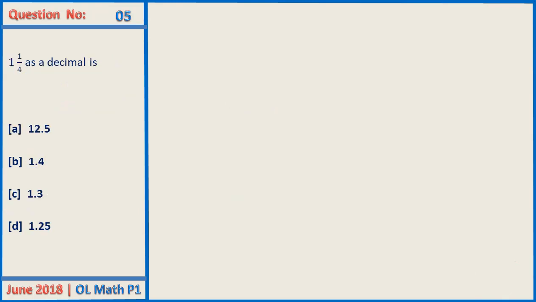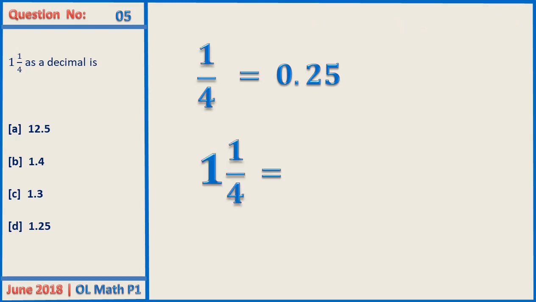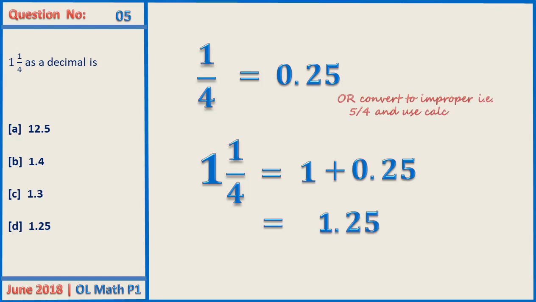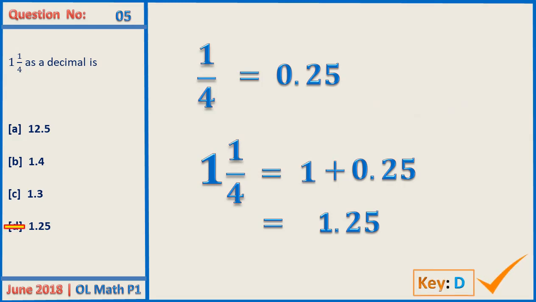Question 5, 1 1/4 expressed as a decimal is, just convert the 1/4 to a decimal and add 1 to it. So 1/4 is equal to 0.25 on calculator, and 1 1/4 will be equal to 1 plus 0.25, giving us 1.25. Or you can equally convert 1 1/4 to 5 on 4, that's an improper fraction, and on your calculator you have the answer direct as 1.25. So our key here is D.